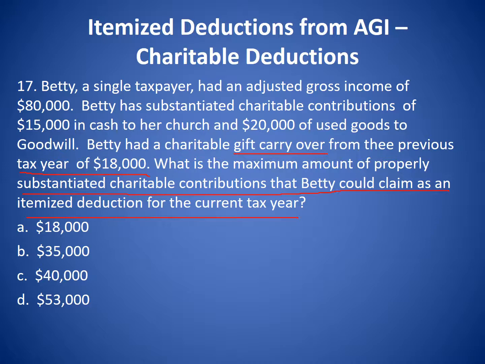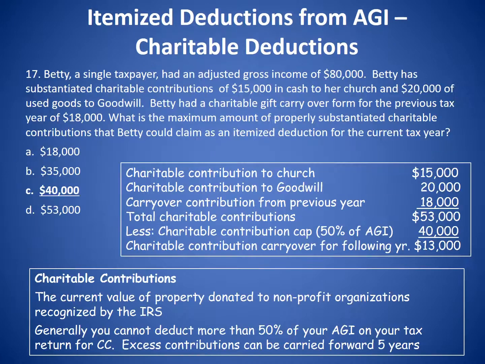Now, when I'm talking about properly substantiated charitable contributions, it means that all the deductions shown here are legitimate and would uphold during an audit review. So we're given, again, our 4 choices. Go ahead and stop the video, and when you're ready, restart your video. Okay, the question for number 17 is, what is a maximum amount of properly substantiated charitable contributions that Betty could claim as an itemized deduction for the current year?